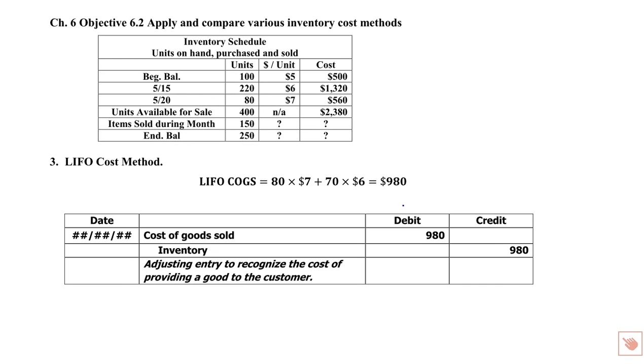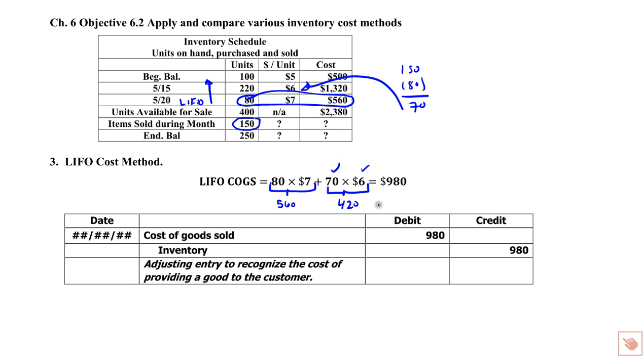And the final method is LIFO, last in, first out. So here is LIFO. The last in are these at the bottom, and we're going to move our way back if we run out. Once again, we sell 150. We only have 80 in this layer, so we're going to take the full 560 out. 80 times 7 is 560. And 150 less 80 is 70, so we need 70 out of here at $6. 70 times 6 is 420. And you put that all together, and it's your 980 right there. So now we have cost of goods sold and inventory, 980.